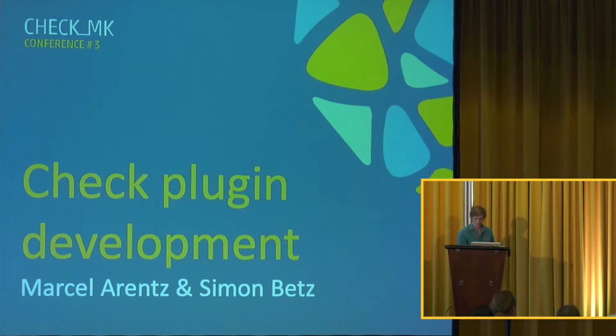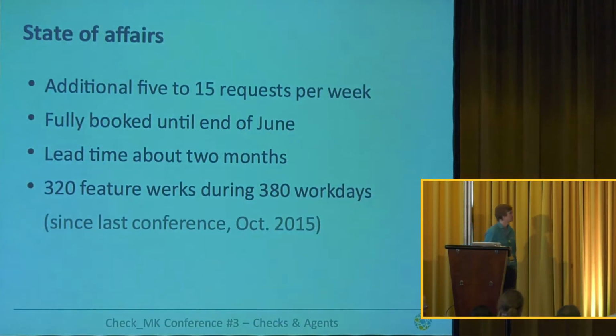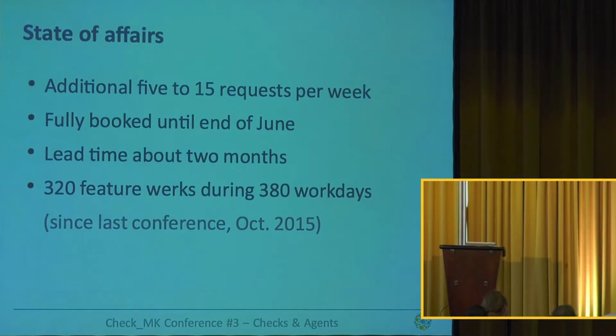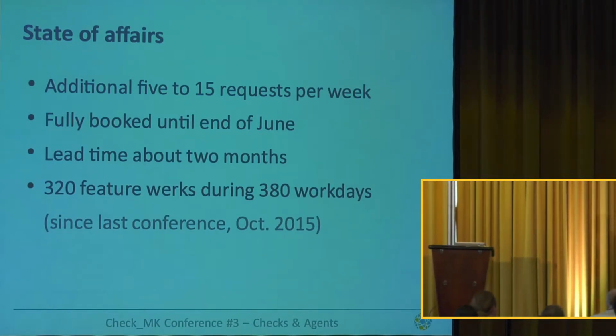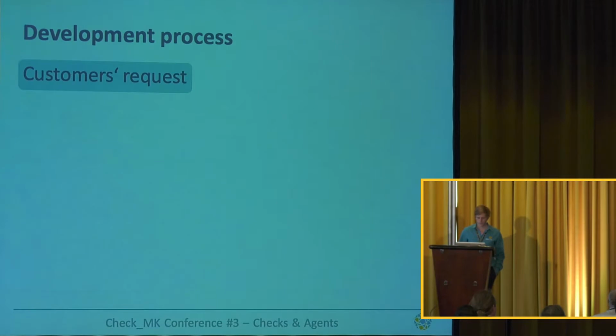Okay, then I would like to talk about the development process. Like I said, this is just an average. We have about 15 requests per week, sometimes more, sometimes less. We're booked until the end of June already. In our check team itself, we're 3 people, and because of that, we have about 2 months of time that you need to book in advance. Since last time we implemented 320 different features, so that means almost 1 feature a day.